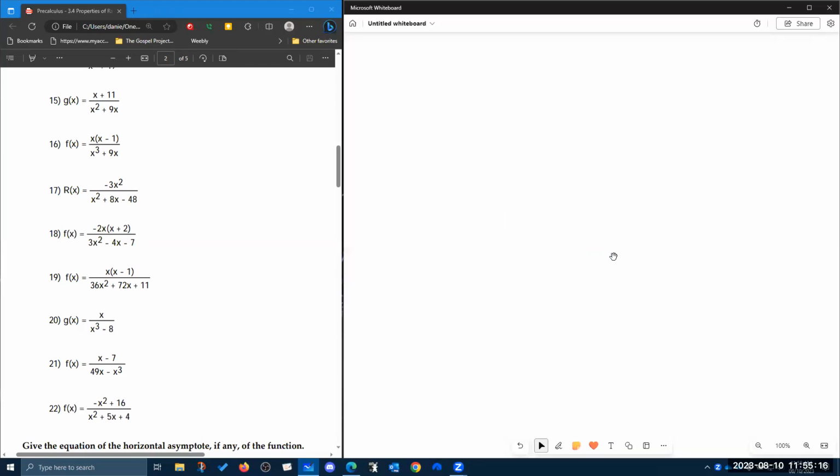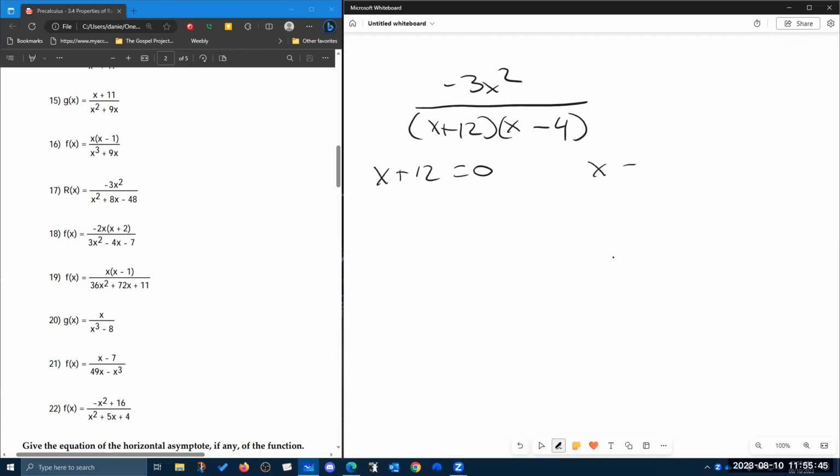Let's try number 17. We factor the denominator here. One factor is positive and the other is negative. Factors of 48 that have a difference of 8 are 12 and 4. Like so. No common factors there. So x plus 12, we're going to set equal to 0. x minus 4, we're going to set equal to 0. We're going to solve. And there are our vertical asymptotes.